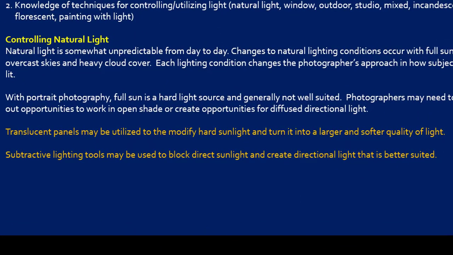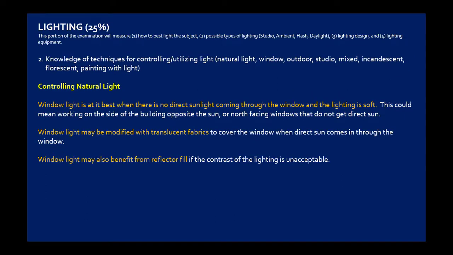Translucent panels may be utilized to modify hard sunlight and turn it into a larger and therefore softer quality of light by letting that sunlight pass through that panel. Subtractive lighting tools can also be employed outdoors. Remember, we talked in subtractive lighting about using our black reflector overhead to create something of a canopy, so that forces the light to come in from the side. These are all wonderful tools that you can employ in controlling your outdoor lighting.